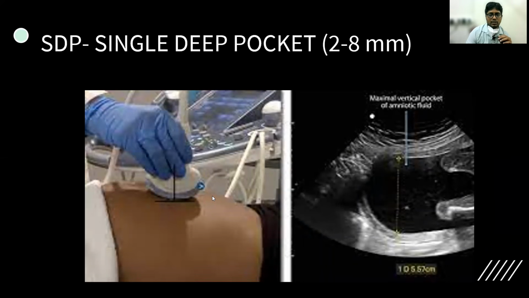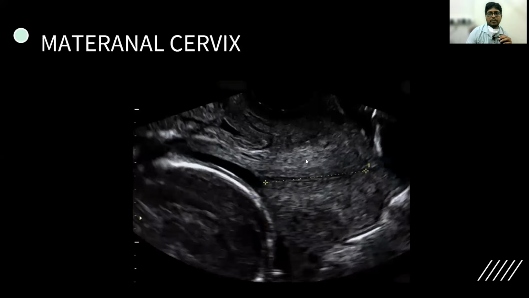The next thing, during the second trimester, it is not advisable to calculate the AFI in 4 quadrants. Instead, we can calculate the single deepest pocket, which should be approximately 2 to 8 centimeters. Apologies for mentioning it as millimeter.